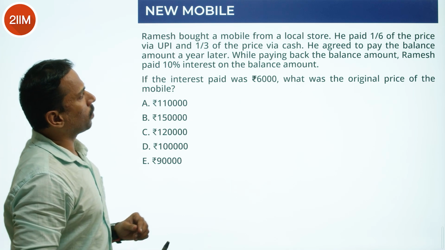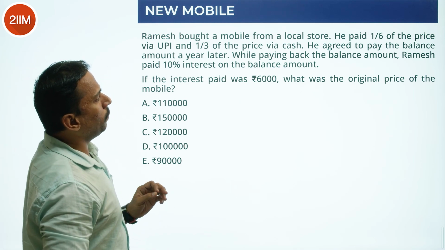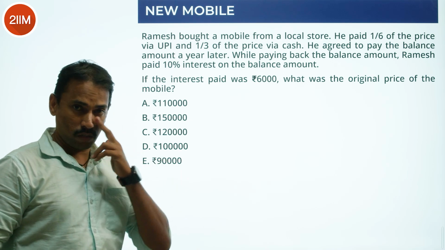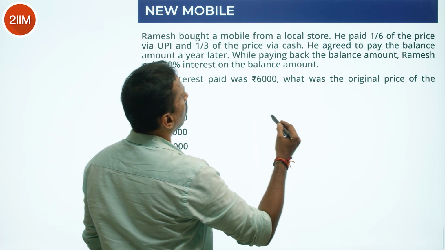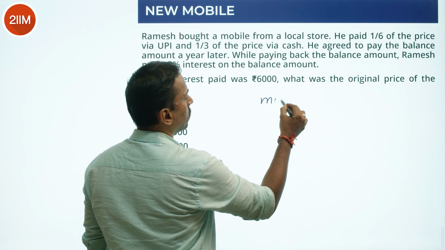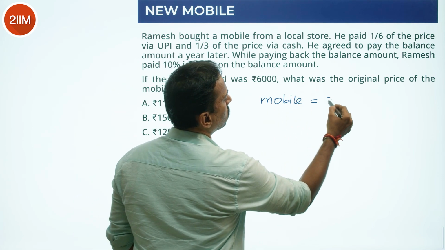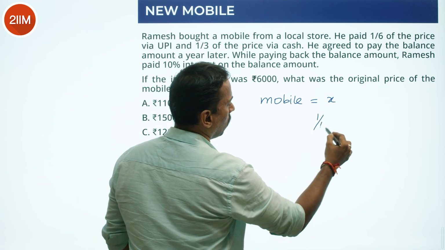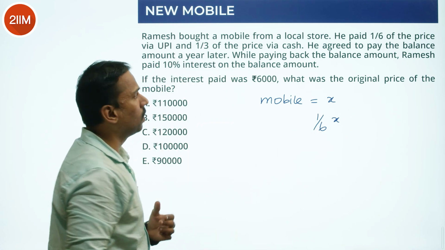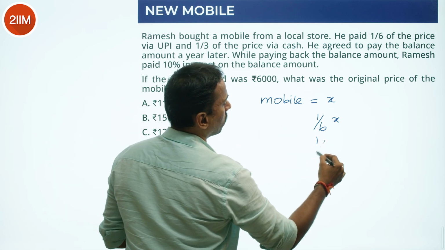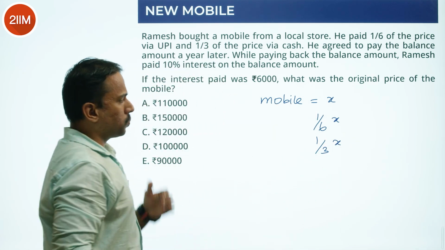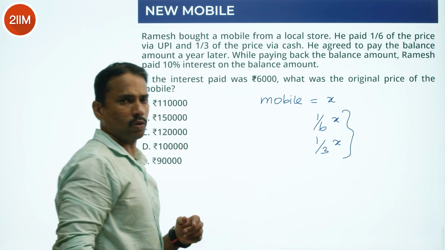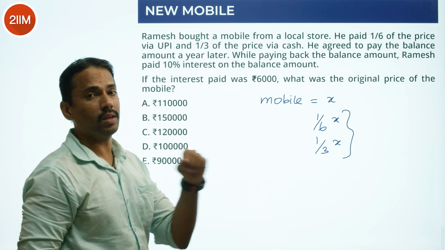Ramesh bought a mobile from a local store. He paid 1 by 6 of the price via UPI and 1 by 3 of the price via cash. Let's have the mobile price to be some x, the total original price to be x. So, he is going to pay 1 by 6 via UPI, so 1 by 6x, and cash, it's going to be 1 by 3x. That means he has paid totally 1 by 6x plus 1 by 3x so far.